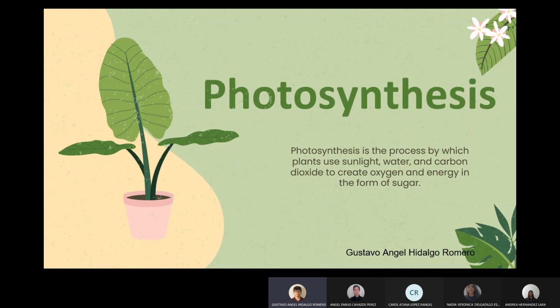Photosynthesis. Photosynthesis is the process by which plants use sunlight, water, and carbon dioxide to create oxygen and energy in the form of sugar.